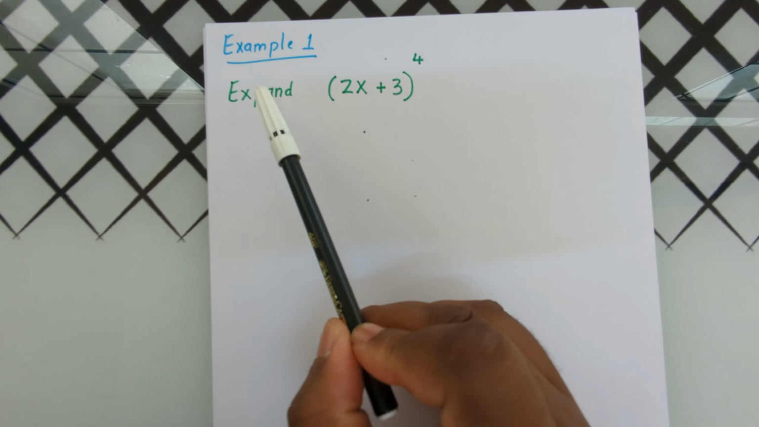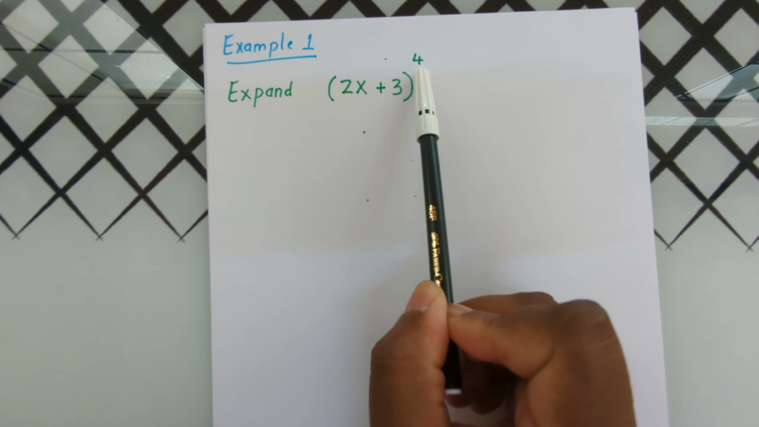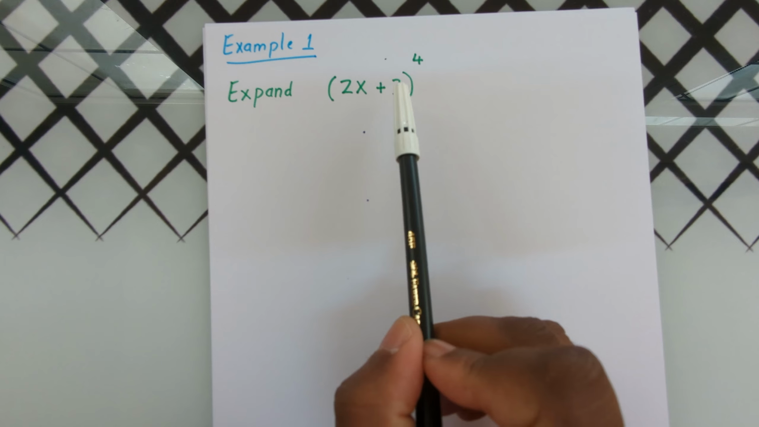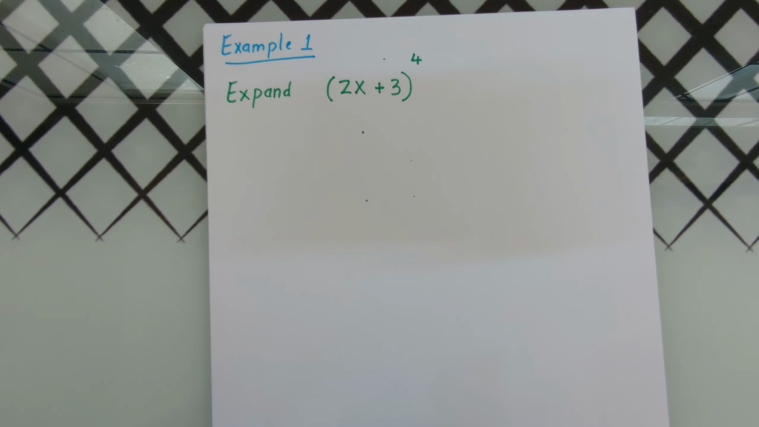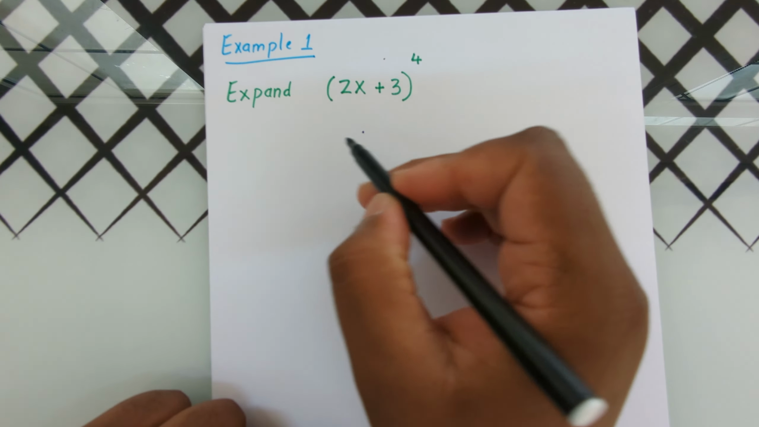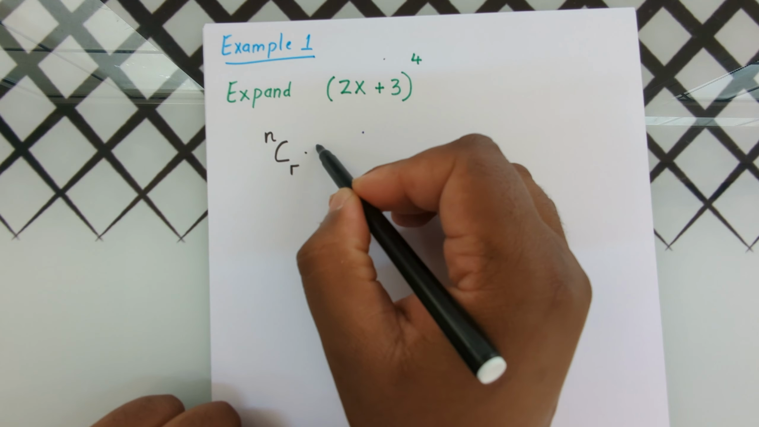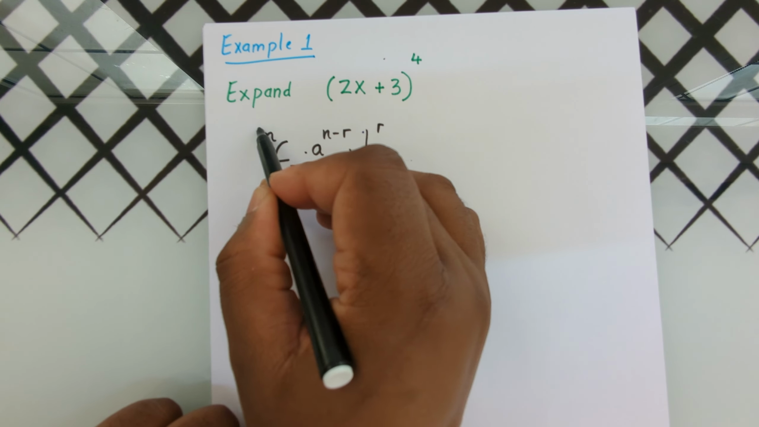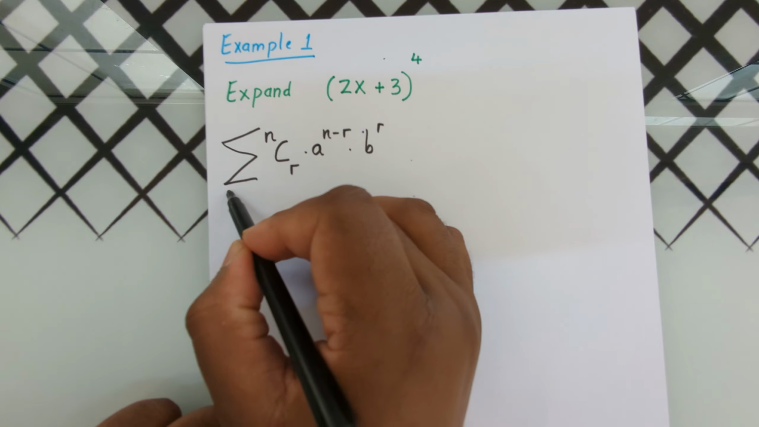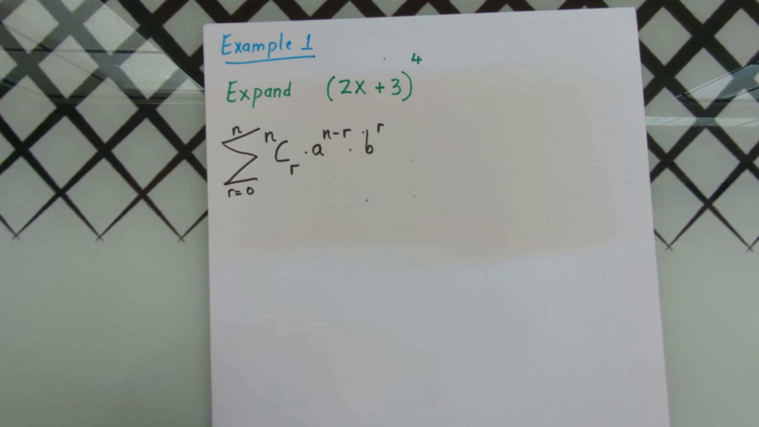Looking at our first example, we are given: expand (2x plus 3) in brackets to the power of 4. So let's first identify our n, our a and our b, and plug everything into our binomial theorem formula. So our formula says it's n choose r multiplied by a to the power n minus r multiplied by b to the power r, this being a summation where r starts from 0 until r becomes n.